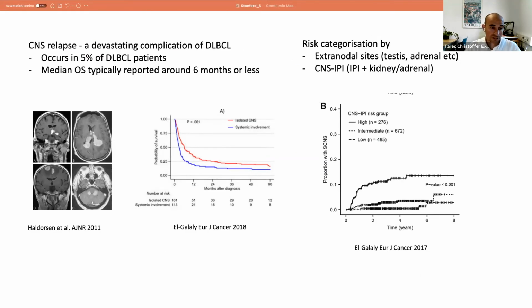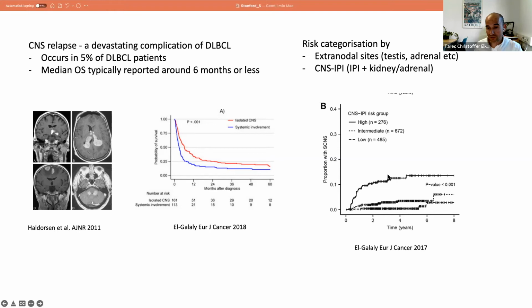The final example I will give is the use of CNS prophylaxis, something we have been working quite a lot on, and something that has not really been tested in clinical trials. As you all know, CNS relapses are really a quite infrequent event, but still 5% of diffuse large B-cell lymphoma will have a CNS relapse, higher in high-risk groups. And the median overall survival is really poor, so typically less than 6 months, and it's really a few patients who achieve a long-term remission, again, less than 25%.